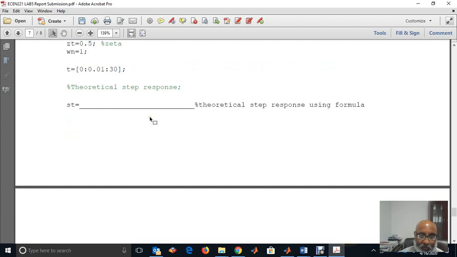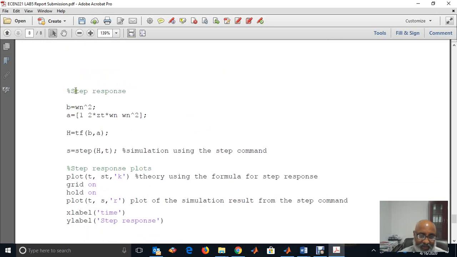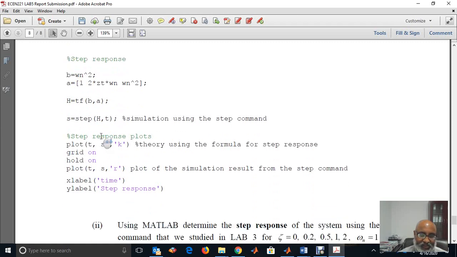This is a theoretical formula. For zeta 0.5, I have to select one of the formulas. Is it A, B, or C from above for y of t? That means I put it here, and I define B here, A here, and the transfer function here.